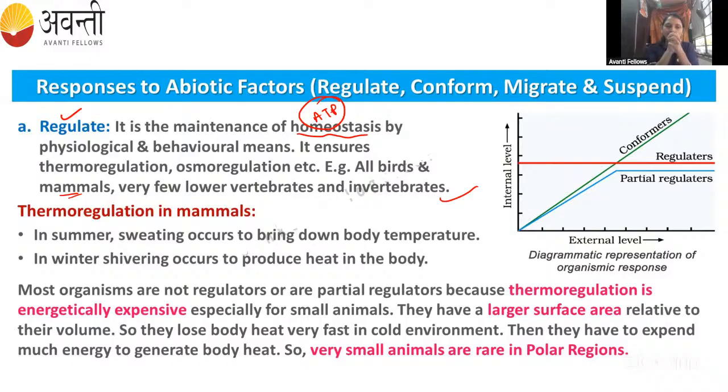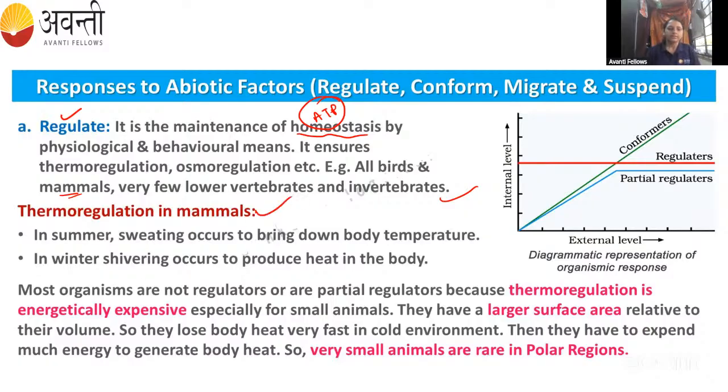You will keep the hand like this, right? By keeping the hand like this, you are going to get heat, right? So that the heat is produced and the body maintains its temperature. And if the temperature increases, you will turn on the fan and the AC in your home, right? So that is nothing but thermoregulation in mammals.